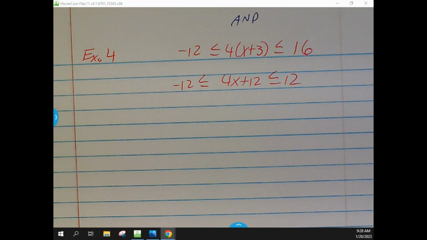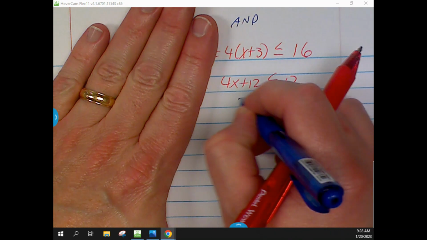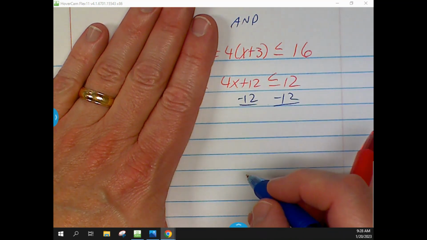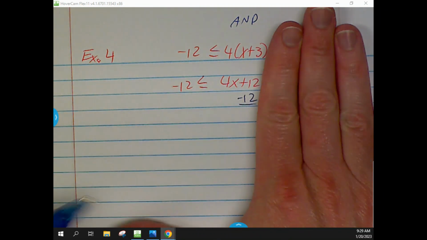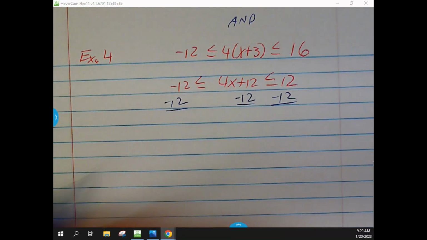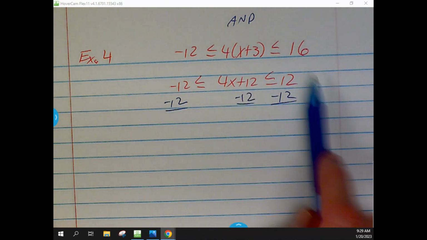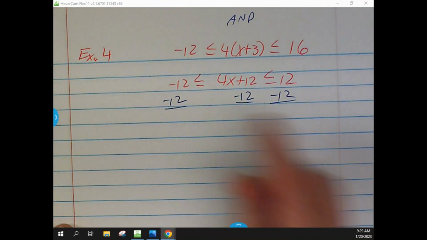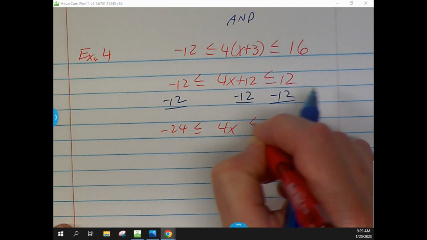And for these, again, you're always working from the middle out. If you're going to solve this part, if we cover this up for a minute, you would subtract 12 here. To solve this part of the inequality, you've also got to solve this one at exactly the same time. So if you subtract 12 here, then you have to subtract 12 there. This one, you're going to do in all three parts. Whatever you do in the middle to get x by itself, you do to the left, to the right, and the middle. So you're doing all three parts at the same time. That would leave you with negative 24 less than or equal to 4x less than or equal to 0.